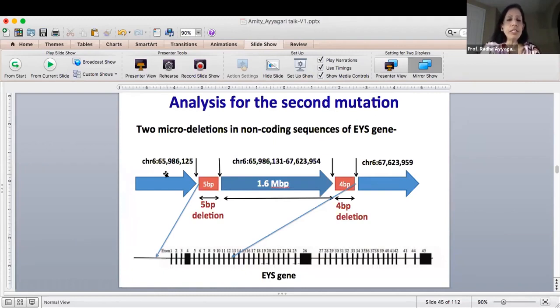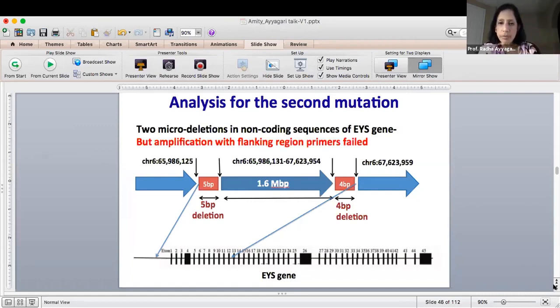So what we did is we tried to design primers on both sides of this, amplify and sequence, so that we can establish the presence of these. This is a standard protocol and anybody can do it, but we failed. We could not amplify by designing primers to both sides of this. That intrigued us, but at the same time, we could not find it.